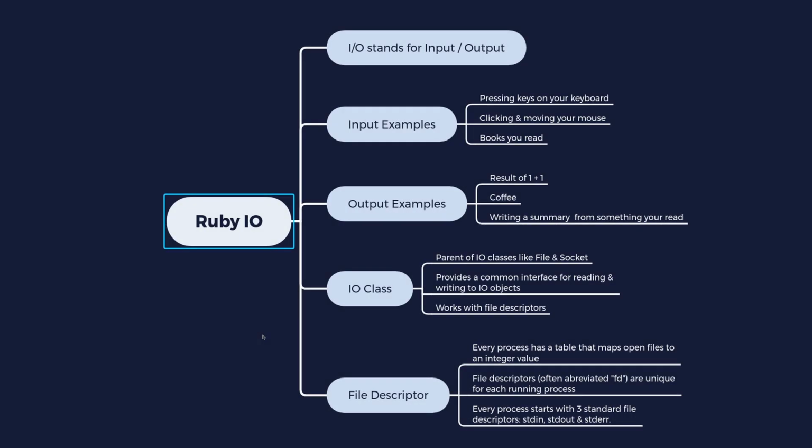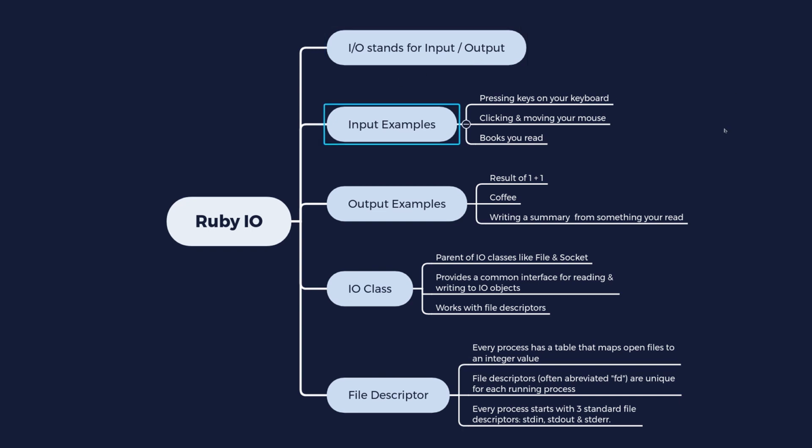So of course, if we are going to talk about I/O, we have to define what it is. So I have this mind map, as you can see, and the first thing is that I/O stands for input output. Okay, now we have to go a bit deeper than that and explain what's input and output, right?